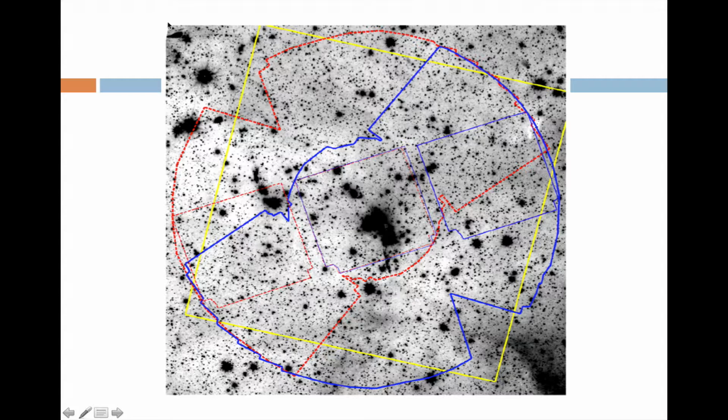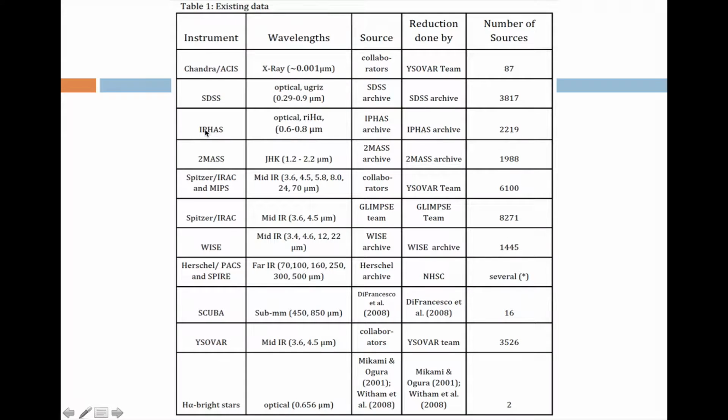And so for our project, since in many cases we're looking at cones or squares on the sky, I've just asked for data over this whole larger region, even if we're just going to be focusing on the slightly smaller region. So here's the table from our proposal that has a list of all the existing data.